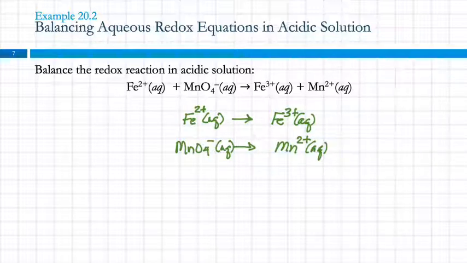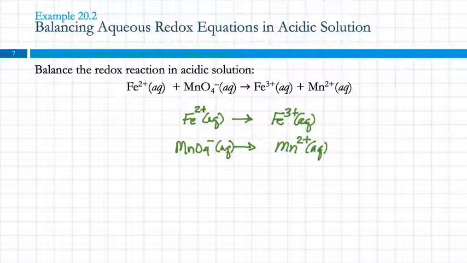Now I'm going to balance with respect to mass. Make sure I've got the right number of atoms on each side. For this one, there's 1 iron and 1 iron. This one, 1 manganese and 1 manganese, so that's good. There's 4 oxygens on this side and no oxygens on that side. In our previous experiences balancing equations, nothing like this ever happened, right? We just put coefficients in front of things. And now how do we do this? Well, we balance the oxygen by adding water.